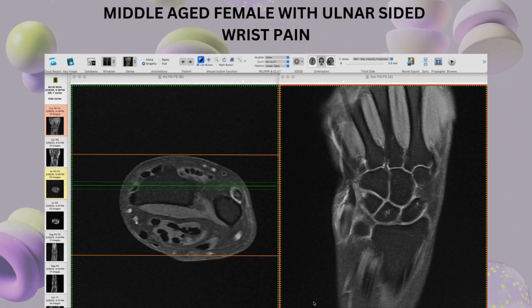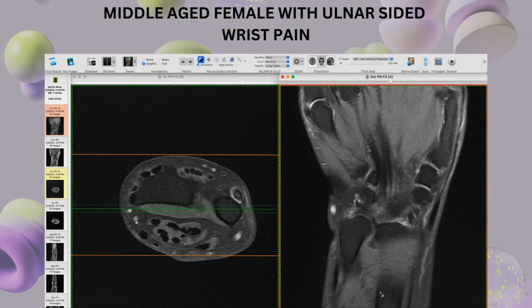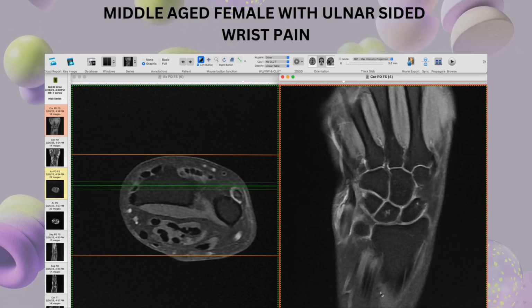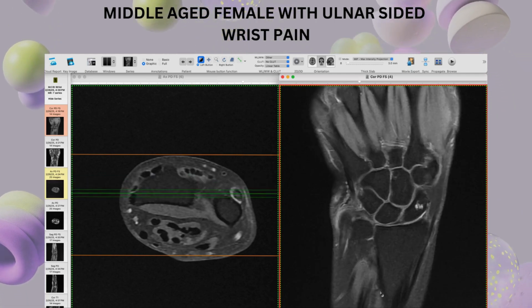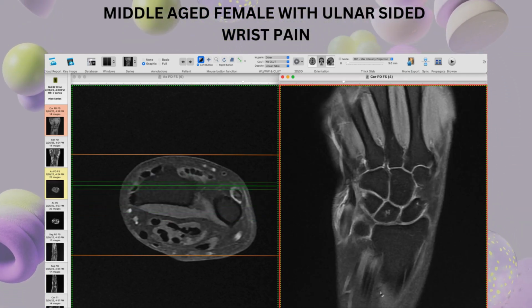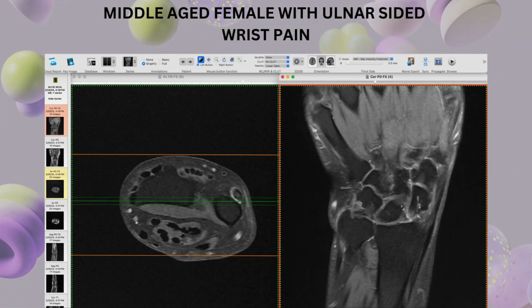Hi everyone, I will be discussing a case of a wrist MRI today where a patient presented with ulnar-sided wrist pain. Following a patterned approach, I would first look at the bones, where there is no evidence of bone marrow edema in the distal radius, ulna, the carpal bones or the metacarpals. However, small intraosseous cystic changes are noted in the scaphoid and lunate.